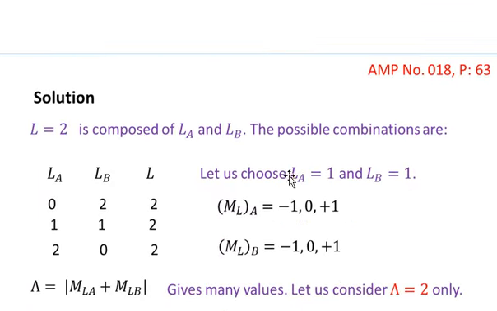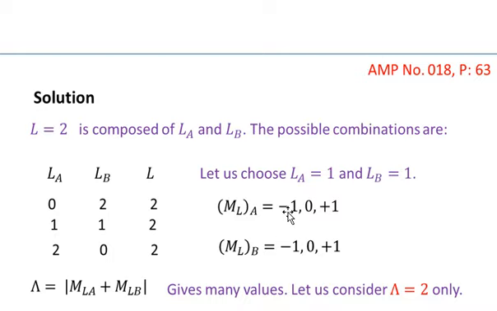Capital L equal to 2 is composed of capital LA and capital LB. The possible combinations of LA and LB to form capital L equal to 2 are 0 and 2, 1 and 1, and 2 and 0. So you can construct capital L equal to 2 here. You know that many values of LA and LB are possible, three values of LA and three values of LB. So let's choose LA equal to 1 and LB equal to 1. I have chosen the middle set.